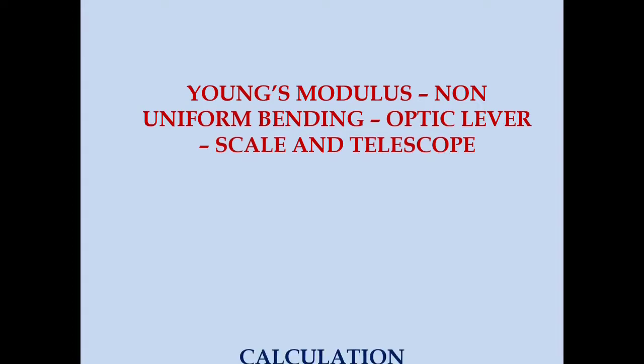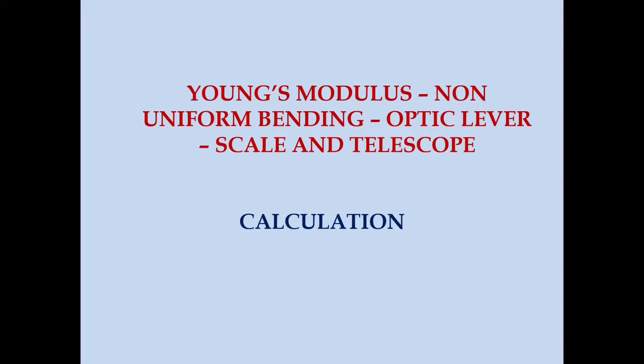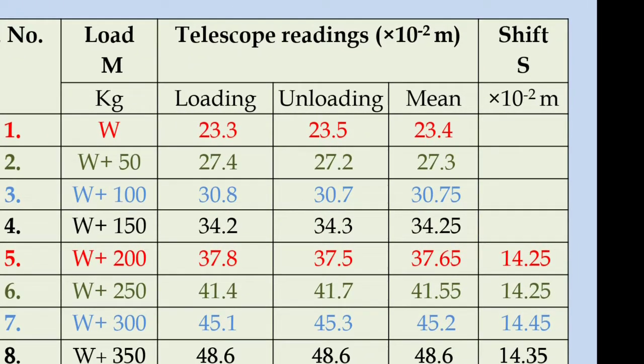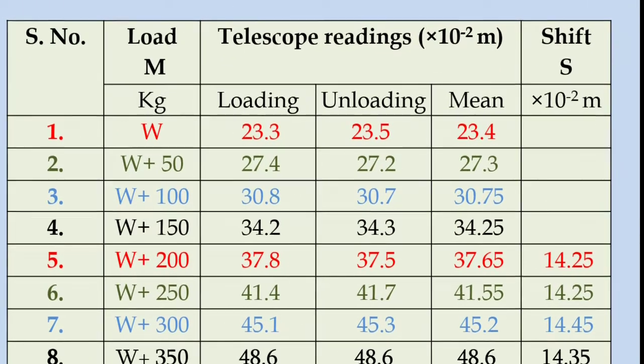In this video, we will learn how to calculate Young's modulus of the material of the bar by non-uniform bending, using a single optic lever and scale and telescope to measure the depression. So these are the experimental readings. Look at the first reading.